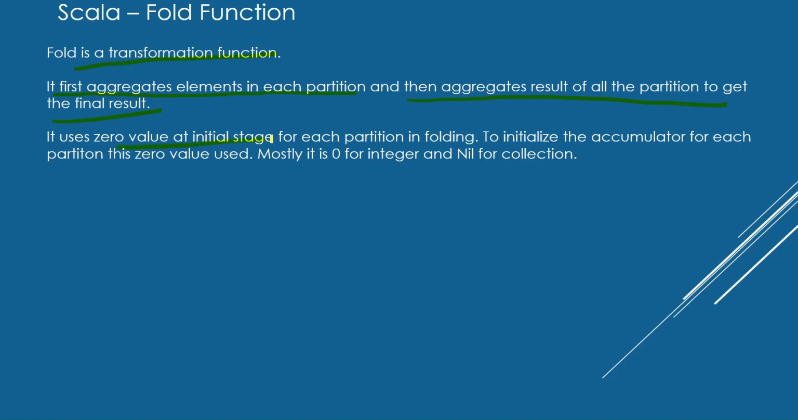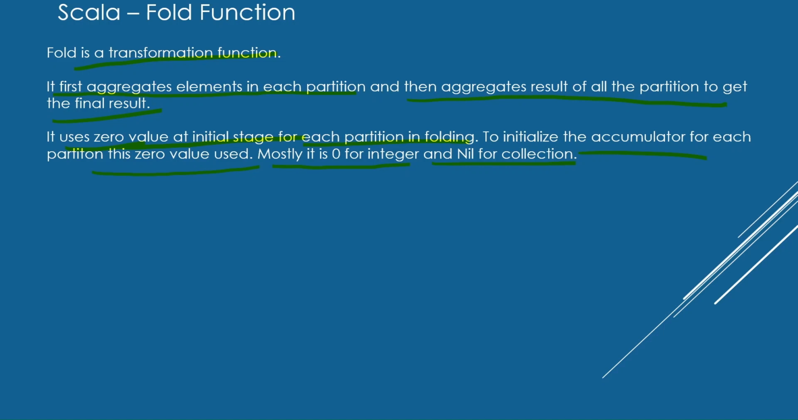It uses a zero value as the initial state of each partition in the folding. So when we apply the fold function over the RDD to perform any aggregation, first it will initialize with 0 in each partition. To initialize the accumulator in each partition, this 0 value is used. Mostly 0 is for integers and Nil for collections. So during the process of initializing the accumulator in each partition, what is fold doing?